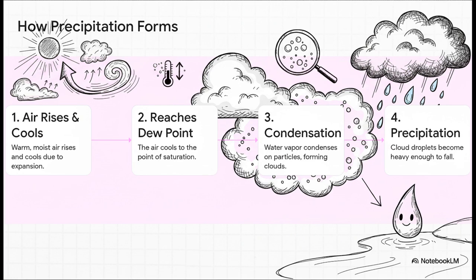First, warm, moist air near the ground starts to rise, and as it goes up, it expands and cools down. Second, it keeps cooling until it hits that dew point. At that exact moment, the air has to let go of its extra water vapor. That vapor then condenses around tiny little dust particles in the air, forming clouds. And finally, when those tiny droplets in the clouds clump together and get heavy enough, gravity wins. They fall as precipitation. And boom, a raindrop is born.